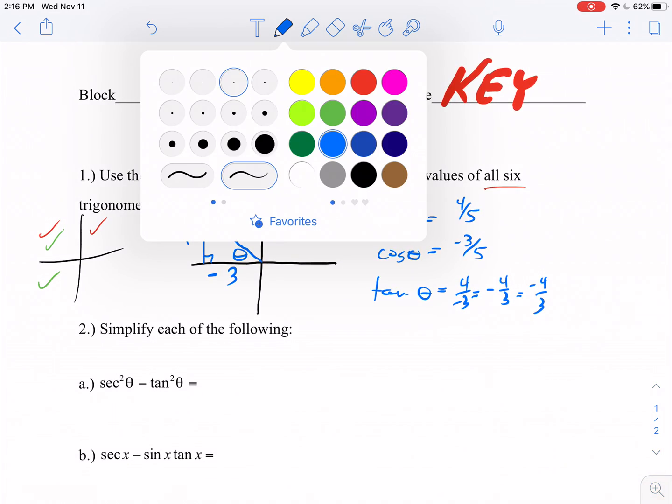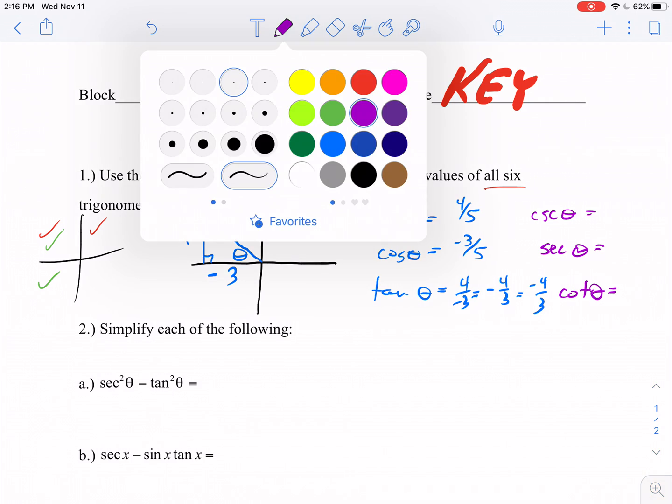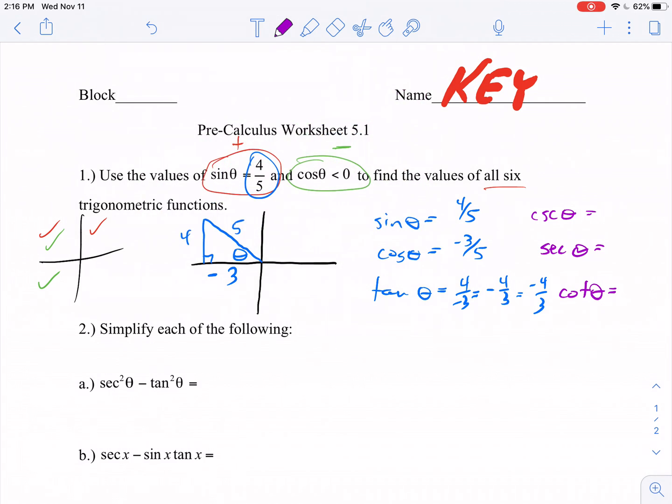Alright, so then we're going to just flip all of our answers, and so the cosecant, secant, and cotangent. And so if you do the cosecant, that's 5/4. If you do the secant, that would be negative 5/3. And the last one would be negative 3/4. So just flip your answers there.